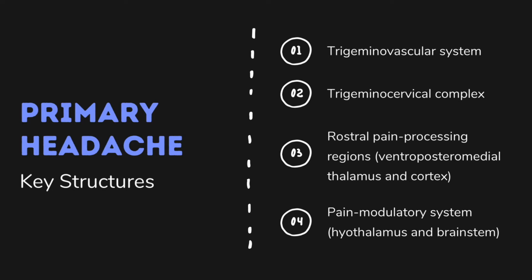Second is your trigeminocervical complex, which is the caudal portion of the trigeminal nucleus, which extends into the dorsal horns of the upper cervical spinal cord. Third is your rostral processing regions, which include your ventroposteromedial thalamus and cortex. Lastly, the pain modulatory system, which includes your hypothalamus and brainstem structures. This modulates the inputs from the trigeminal nociceptors. When these structures are damaged or not properly functioning, pain is perceived, resulting in headaches.